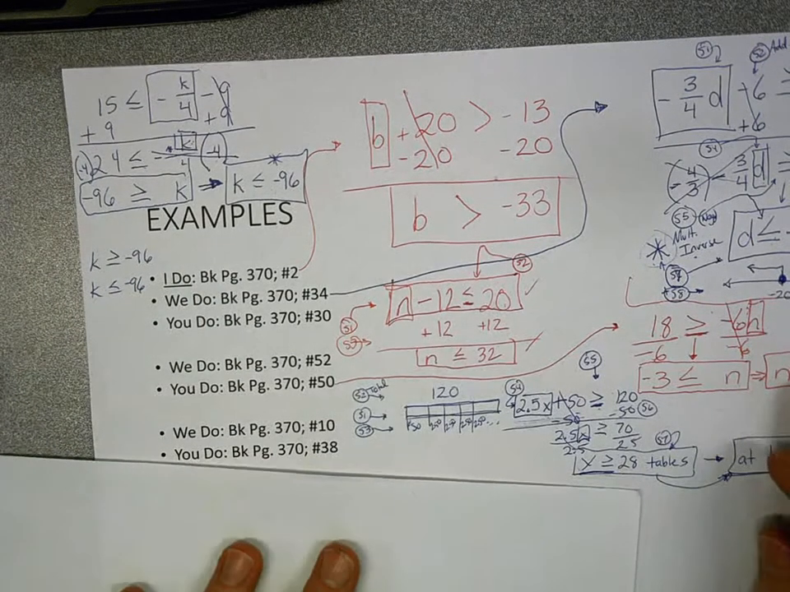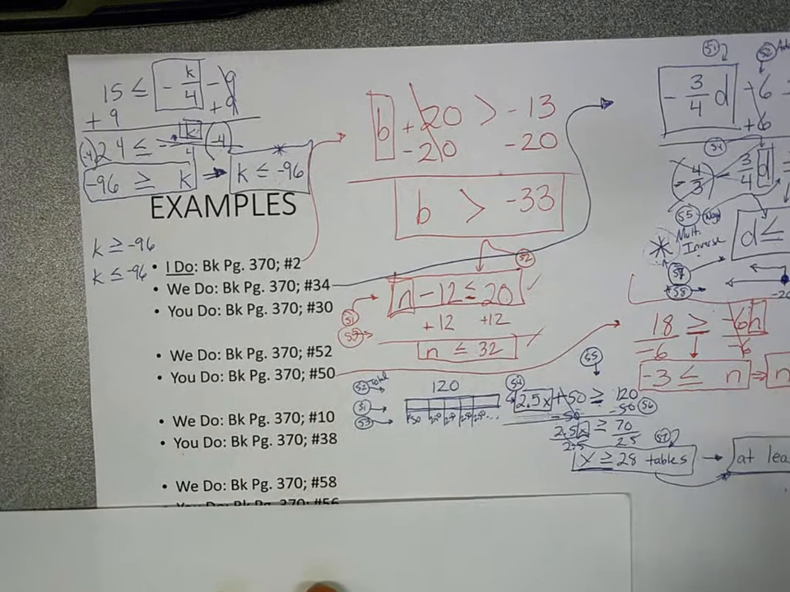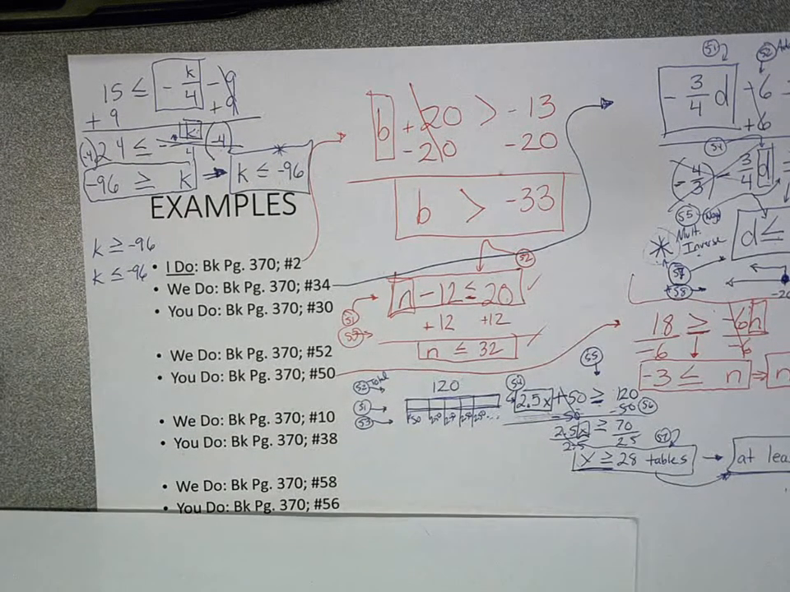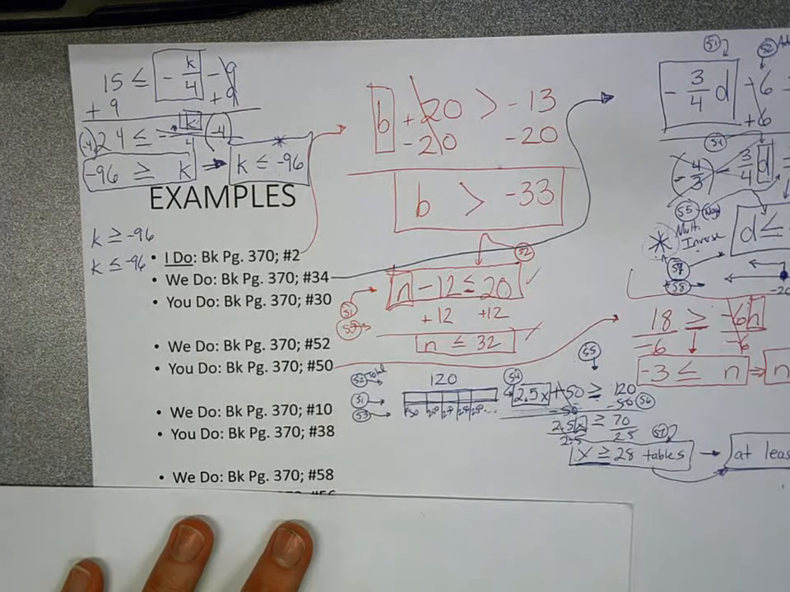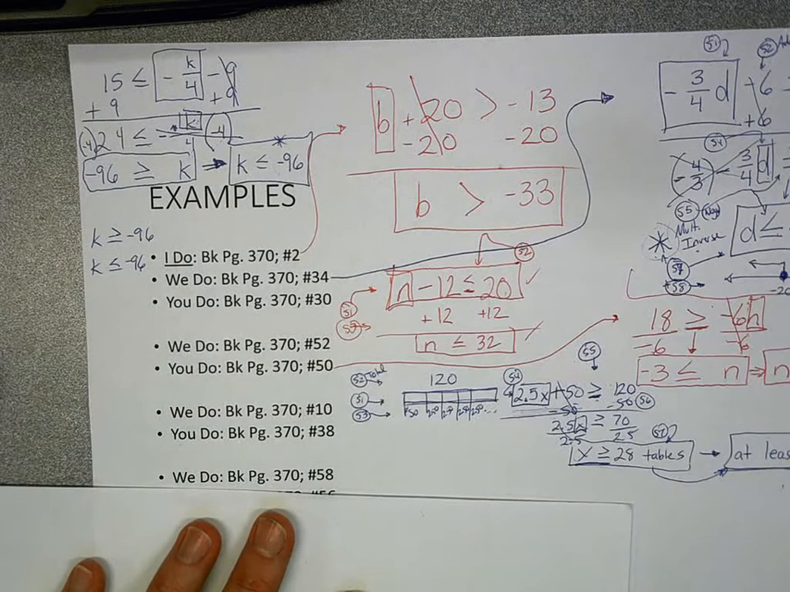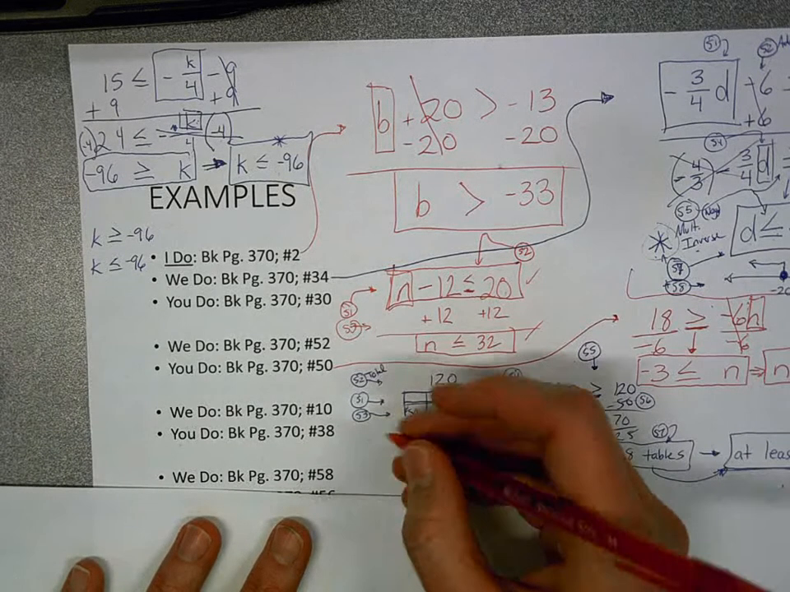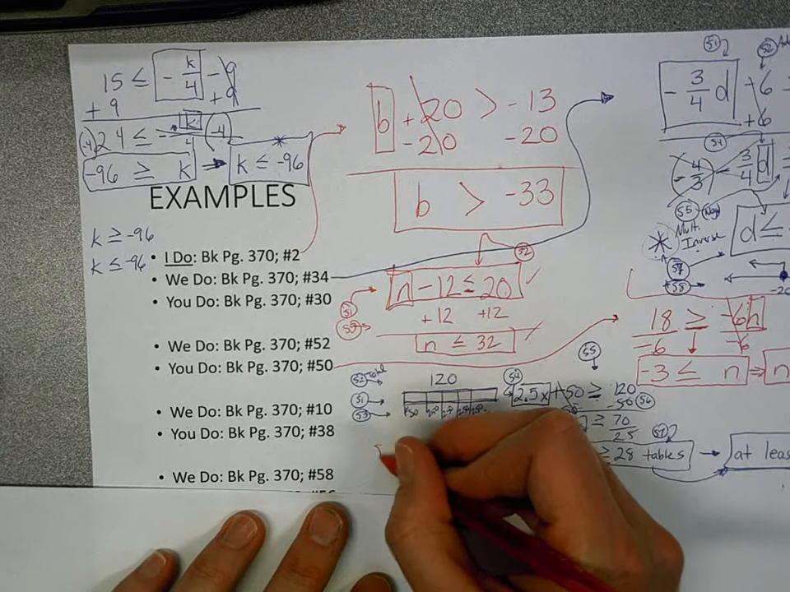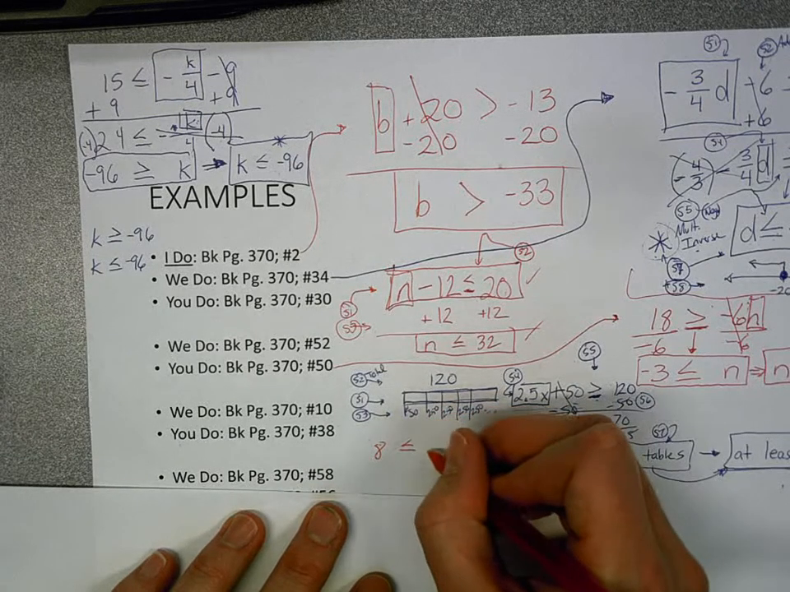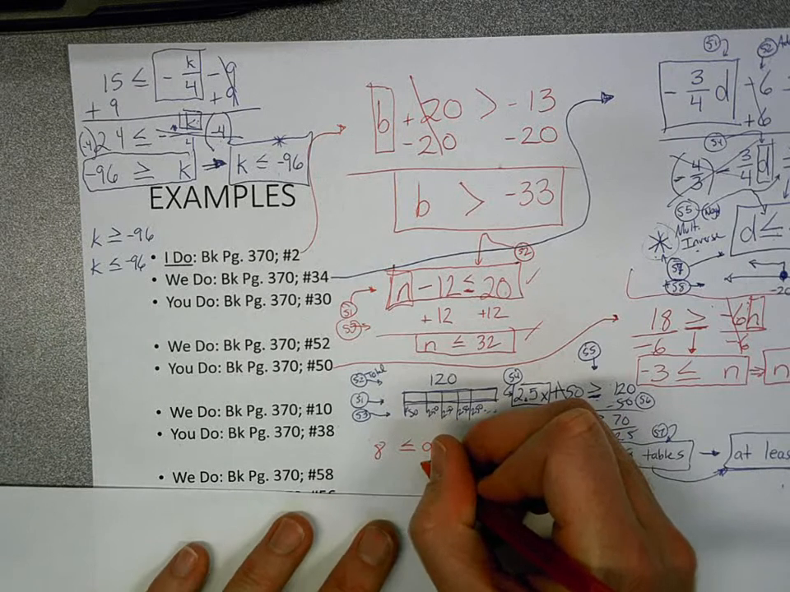Okay, the last type of problem, we're going to skip ahead to number 58. It has a little twist. You don't have very many of these to do, but I want to make sure I do one with you because they're a little different. It says graph each compound inequality on a number line. If you take a look at number 58, it says 8 is less than or equal to G, but G has to be smaller than 14.